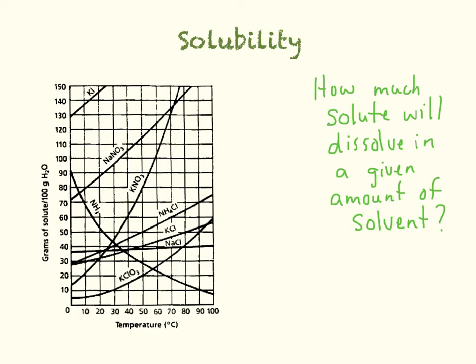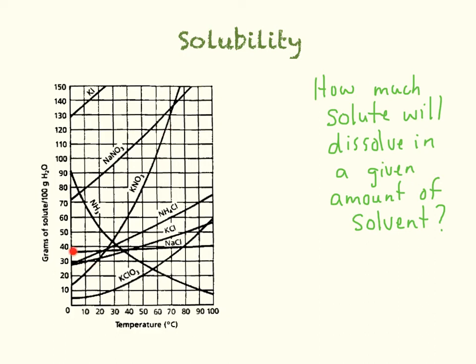But this little graph here shows different ionic compounds, mostly ionic compounds. There is one that's not an ionic compound right here. But you can see what happens to the ionic compounds as the temperature increases. The solubility, which is usually in grams of solute for every 100 grams of water, generally increases. Now some of these really change with temperature, like this potassium nitrate. Look how that jumps up.